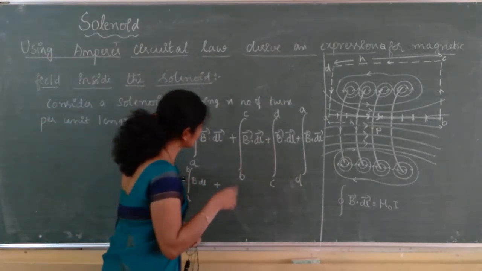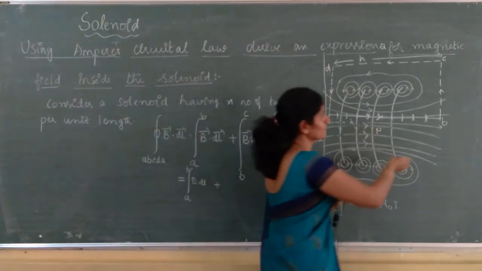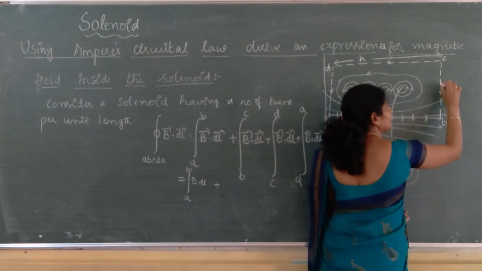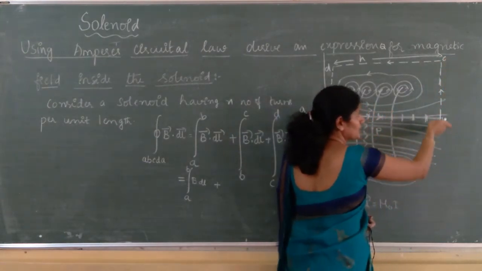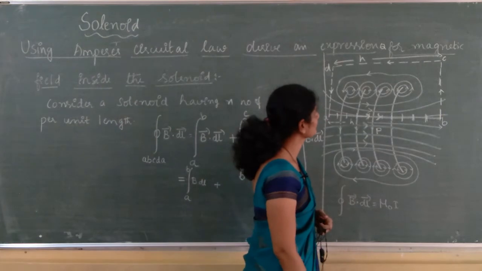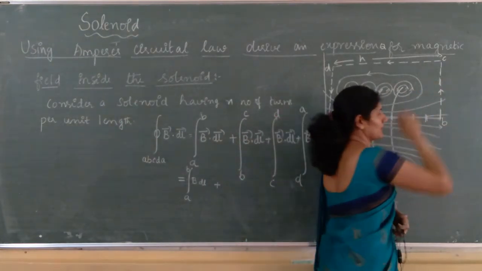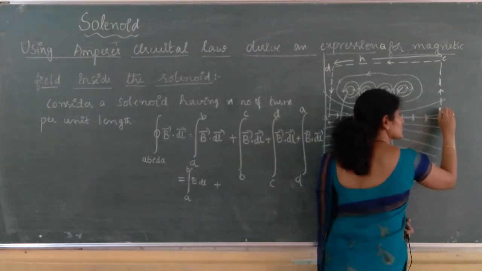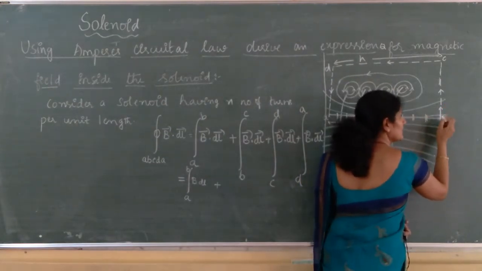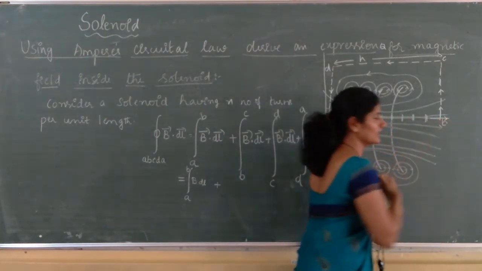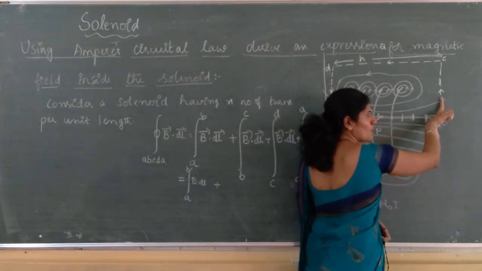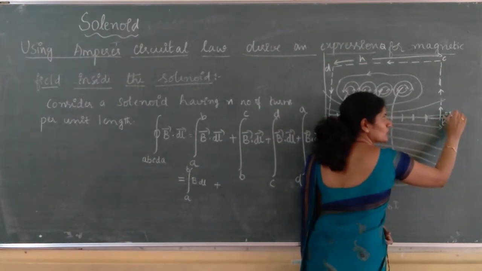Plus, for the second line integral BC, this is the line element dl, the whole length being divided into a number of line elements. This is the direction of the line element dl, and this is the direction of the magnetic field. So the angle between them, theta, is equal to 90 degrees.